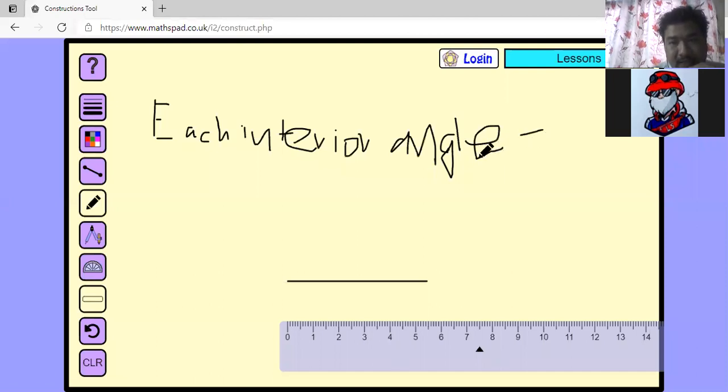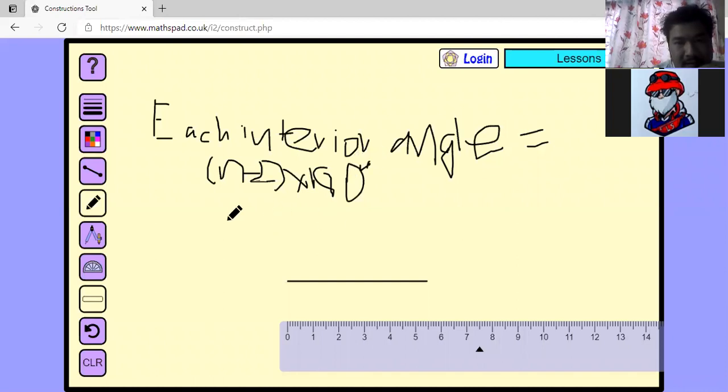Equals, its formula is (n minus 2), okay. n means number of sides. (n minus 2) bracket close into 180 degree, divided by n, okay. Write that n means number of sides at the top of the page.